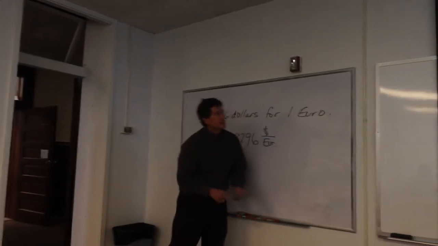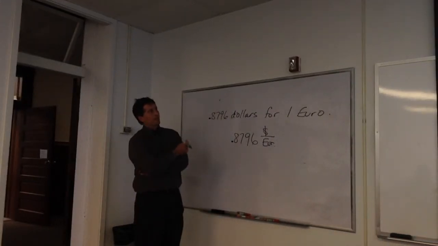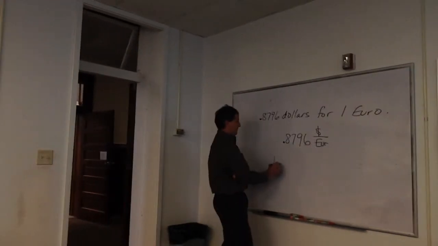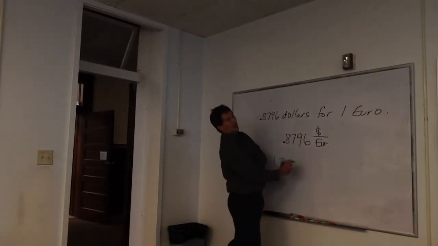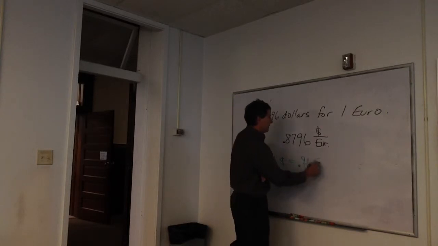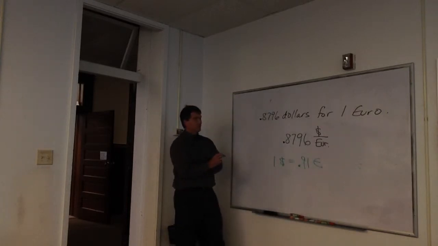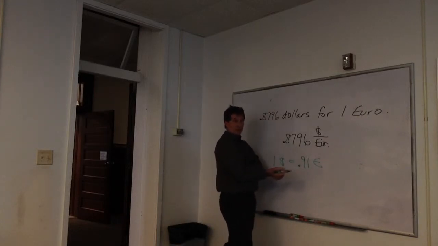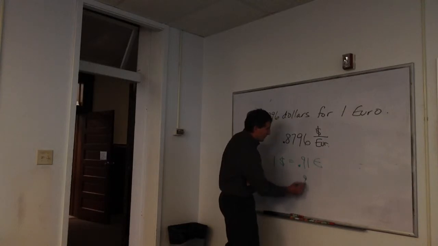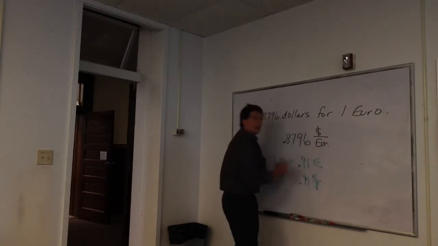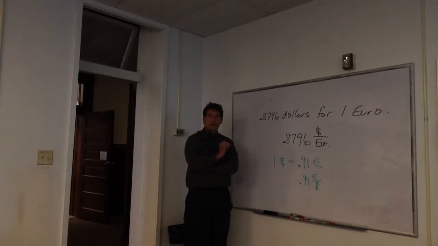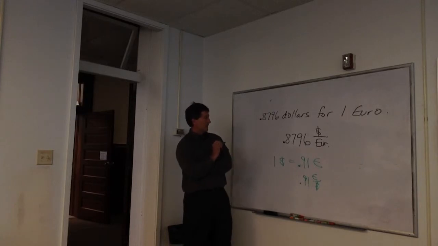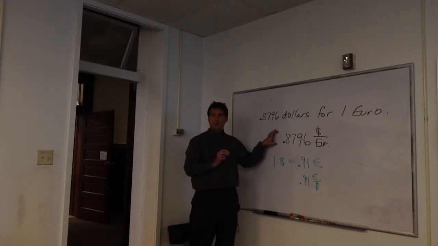So what's this one saying? $1 equals 0.91 euro. Right? So it's 0.91 euros per dollar. Would you agree with that? So it takes 0.91 euros per dollar. This one says dollars per euro.